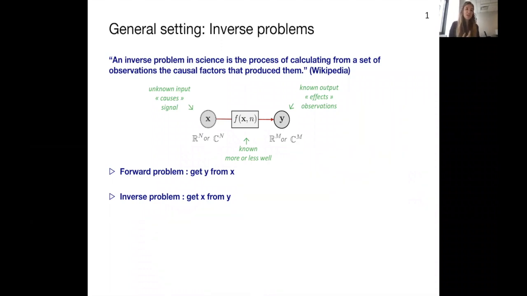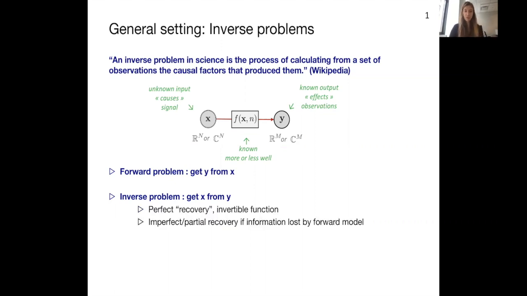This general process is something that as scientists we do almost every day. Sometimes there are situations where we can expect a perfect recovery, because the channel that transforms the inputs into the outputs is somehow invertible. But there are many cases in which we have some loss of information, and we are still trying to find out what we can know about the inputs.